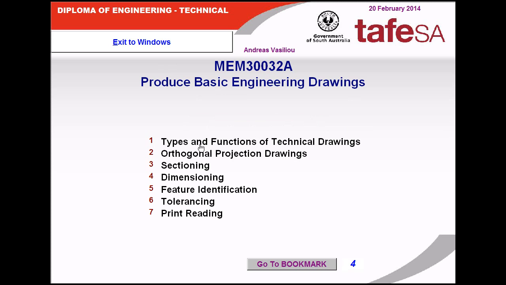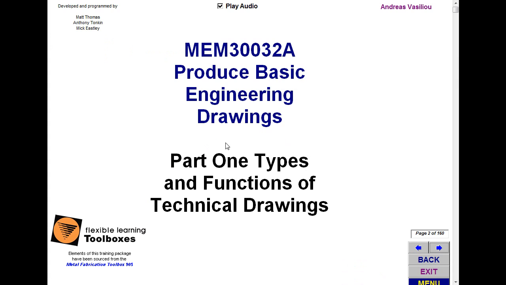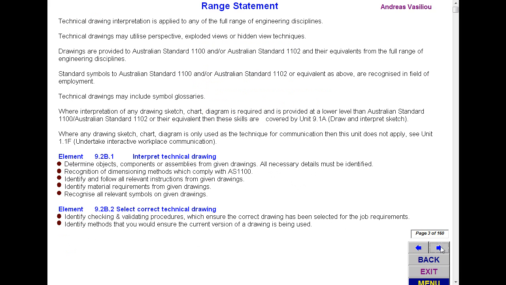All right. So basically, these things here are hyperlinks, although they're not evident as that. But this is what it's covering, and it is covering mainly this unit. So it talks about orthogonal projection and dimensioning, tolerancing, and all that sort of stuff. So if we click on here, part one, types and functions of technical drawing. So basically just navigate through like this.